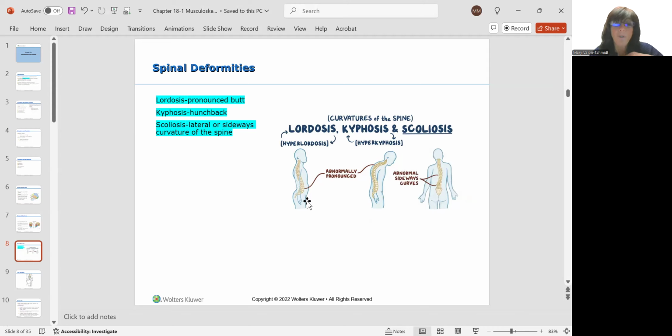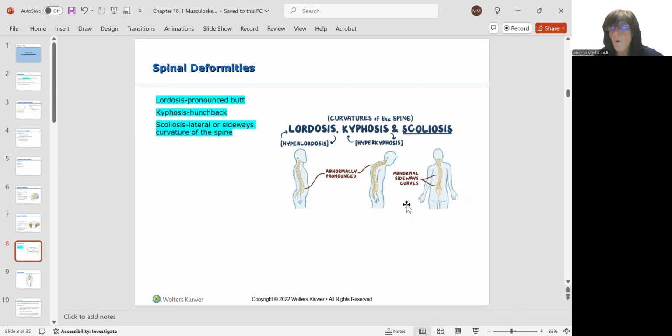It's an abnormal curvature of the spine. And if you look at the picture, you'll see that the bottom of the spine is curved almost excessively. Okay. So where their butt is kind of pronounced. Kyphosis, I just think of the Hunchback of Notre Dame. That's the one where they're leaned over.